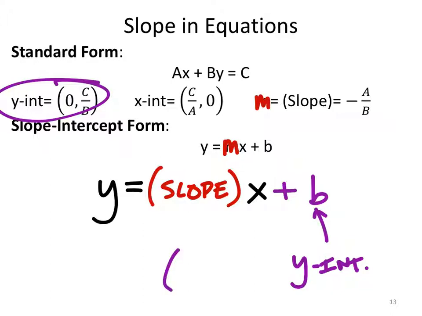Now, we got to remember, though, the y-intercept is a point where the x value is 0, and the y value is that b value. So when it asks for the y-intercept, we have to show it as a point, like you see here.